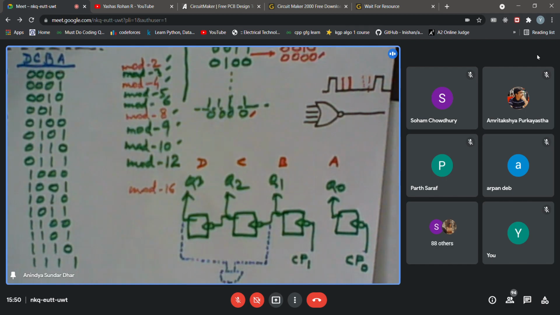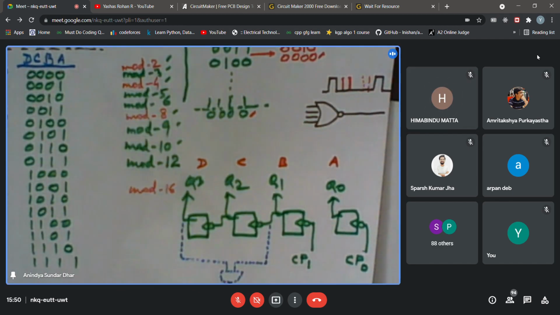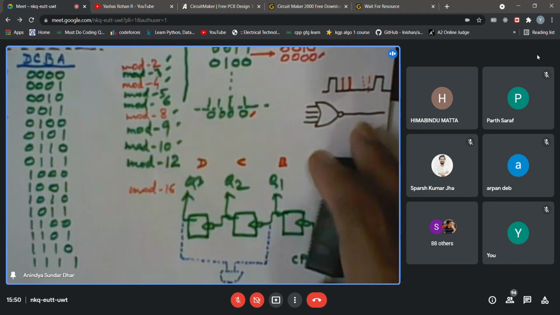Can you just spend 1 minute with your copy and then look at that and answer? Mod 5 counter. Your voice got choked. It will be mod 5. Mod 5, it will be mod 5 only for this portion.